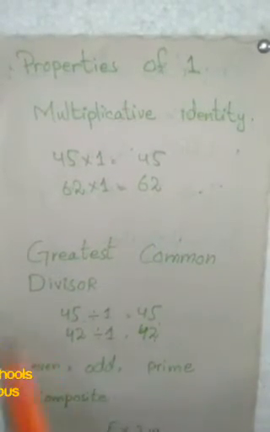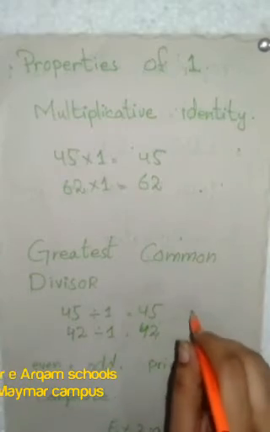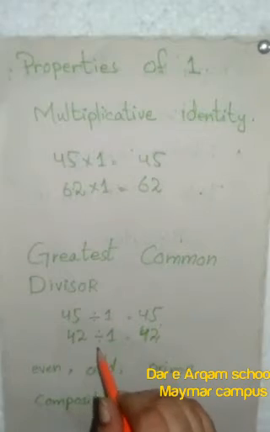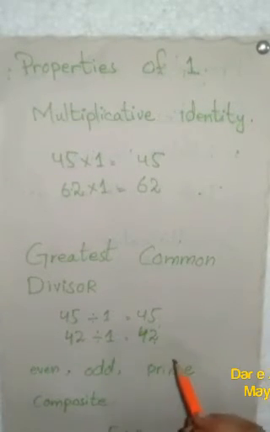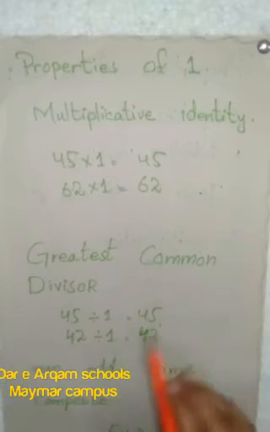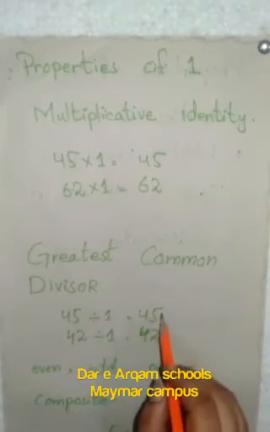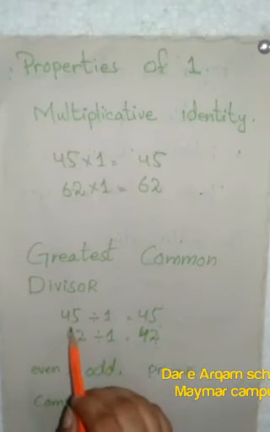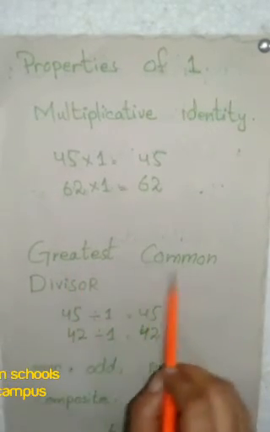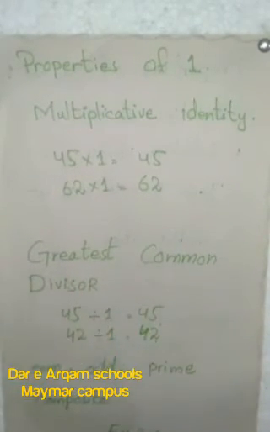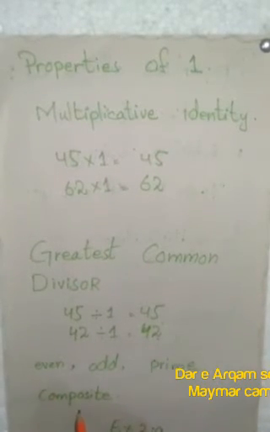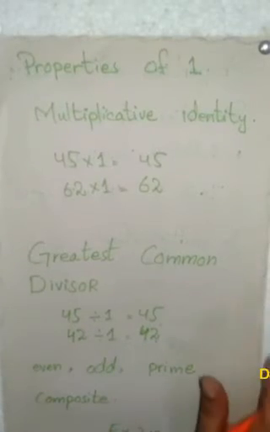Okay, students? Students, 1 also has another quality, that it is the greatest common divisor. When we divide any digit by 1, it can divide any of the numbers in nature, and the answer will be the digit which we divide by 1. Okay, and it is also said as greatest common divisor. It can divide any of the numbers, either the number is even or odd or prime or composite. It will divide all the numbers.